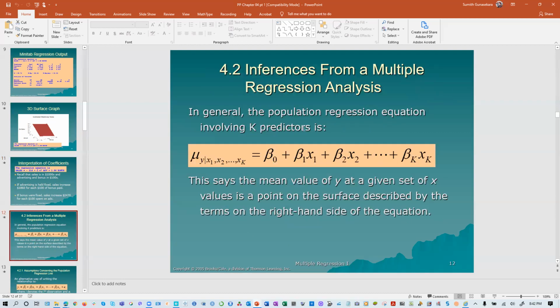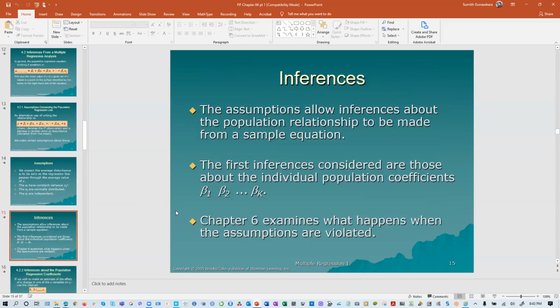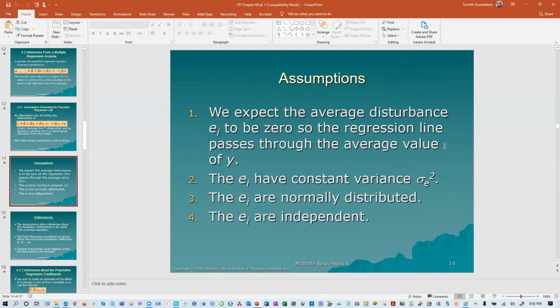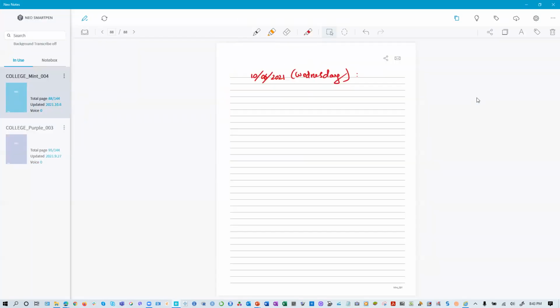Then we did some inferences. We talked about assumptions, and this is something we have to take into account at this stage. There are 4 assumptions. What does that mean? The 4 assumptions are for the model to work. What model? The model we were talking about, multiple linear regression.